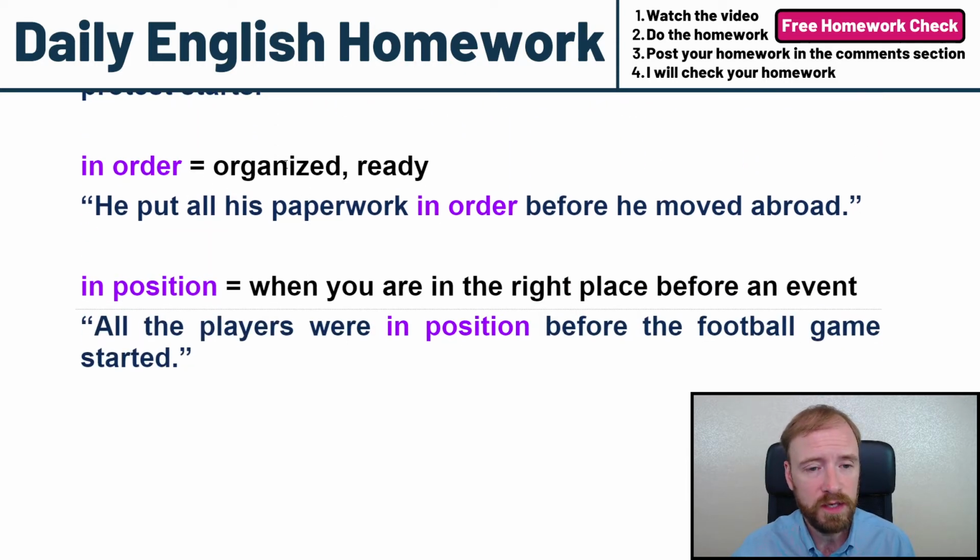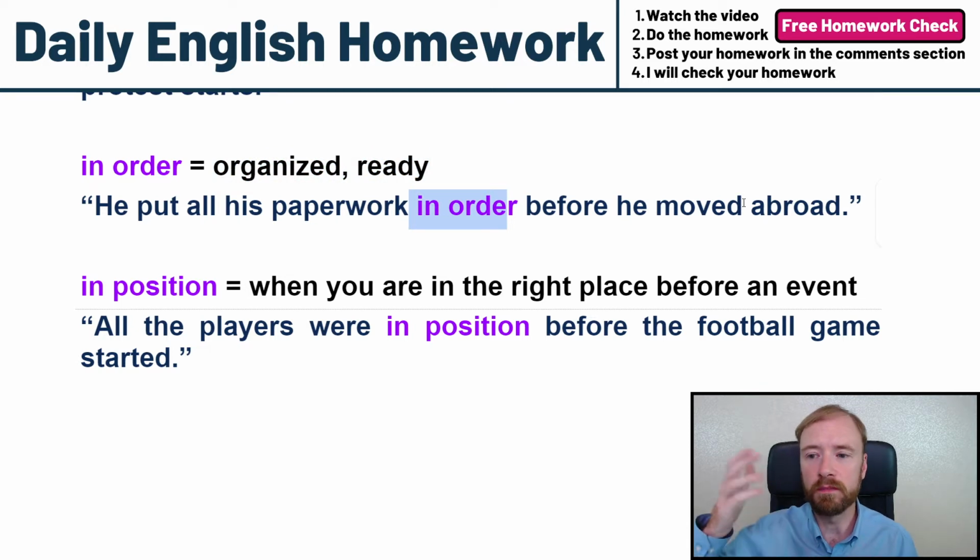In order, you are organized or ready. He put all his paperwork in order before he moved abroad. So yes, you are getting your things in order. In order, very common, means organized or ready.